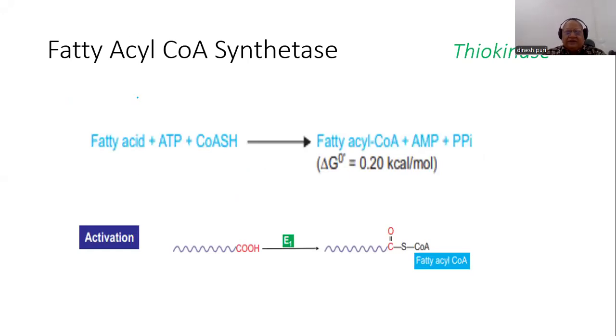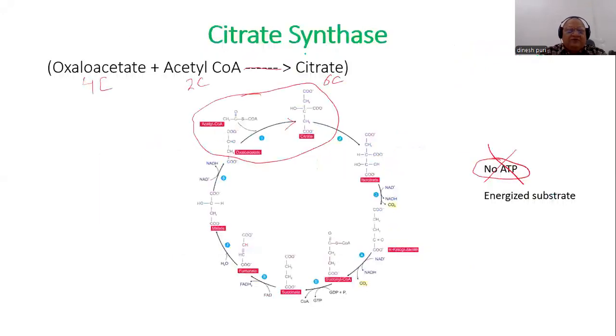I give one example, fatty acyl coenzyme A synthetase. This causes activation of fatty acid to the activated form called fatty acyl coenzyme A. So this enzyme, also called thiokinase, is an example of synthetase. Now coming to an example of synthase, citrate synthase.